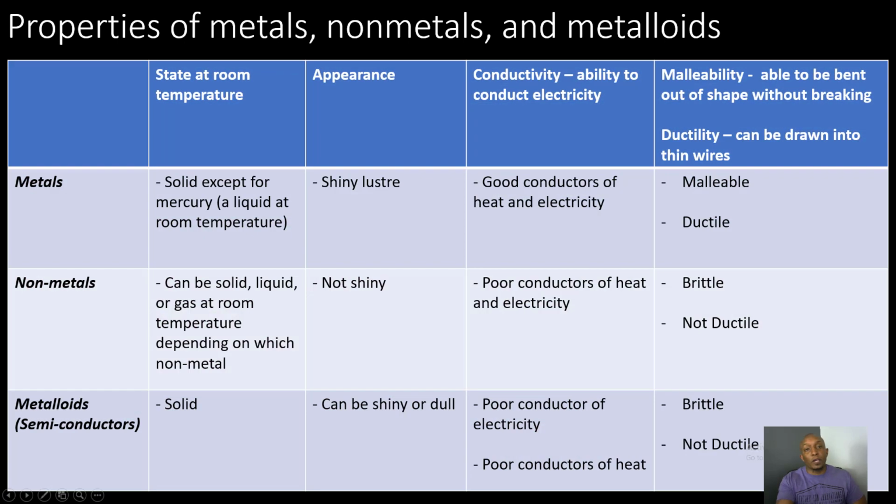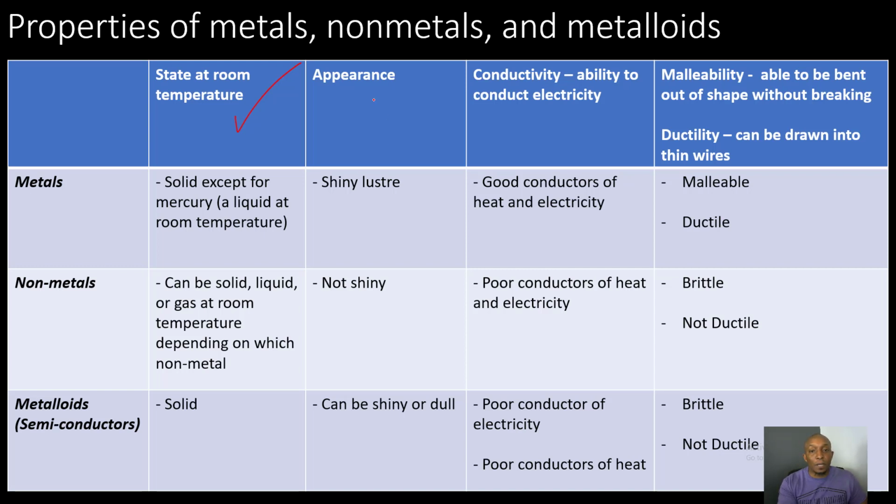So let's go ahead and compare and contrast the properties of metals, nonmetals, and metalloids. And we'll start with states at room temperature. Metals tend to be solid at room temperature, except for mercury, which is actually a liquid at room temperature. If you look at nonmetals, they can be solid, liquid, or gas at room temperature, depending upon the type of nonmetal. Then if we look at metalloids, all metalloids are solid at room temperature.